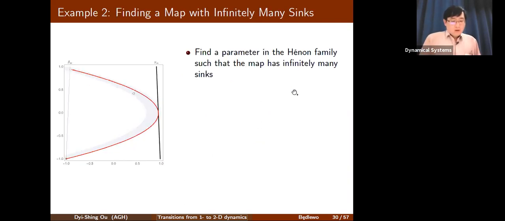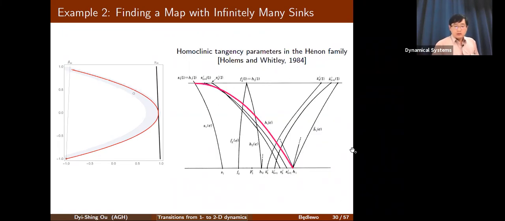Okay, the second example is that we want to find the same map with infinitely many sinks. This is inspired by the work of Newhouse and Robinson. We start from a map that has a homoclinic tangency. This is the unstable manifold that has a tangential intersection with the stable manifold. There are many types of homoclinic tangency that are considered in the parameter space. Let us draw the partition and the folding, the critical values here.